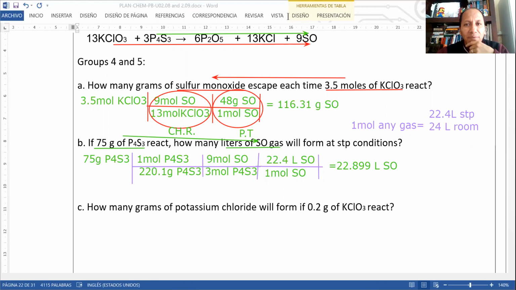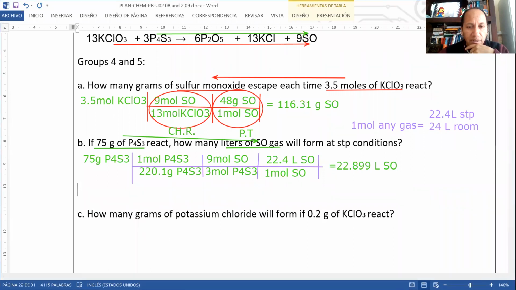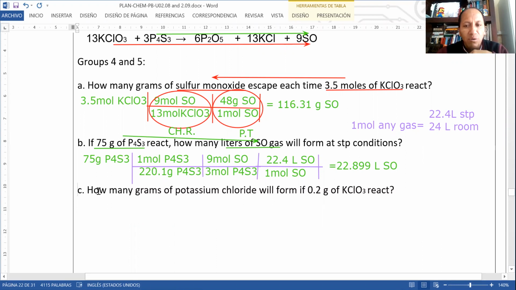For part C, I wanted to underline this, the same thing we did before, right? I want to use another color so you can see it in a better way, maybe this blue. Okay, it says how many grams? How many grams of potassium chloride you're looking for. That's what you're looking for. And you're moving from 0.2 grams of KClO3, right? So definitely you use the arrow, moving from here to potassium chloride.